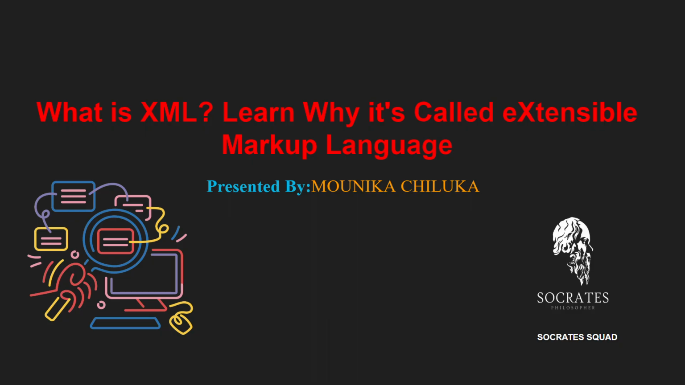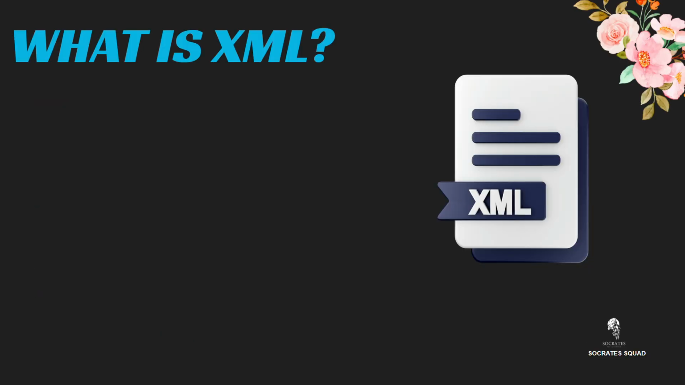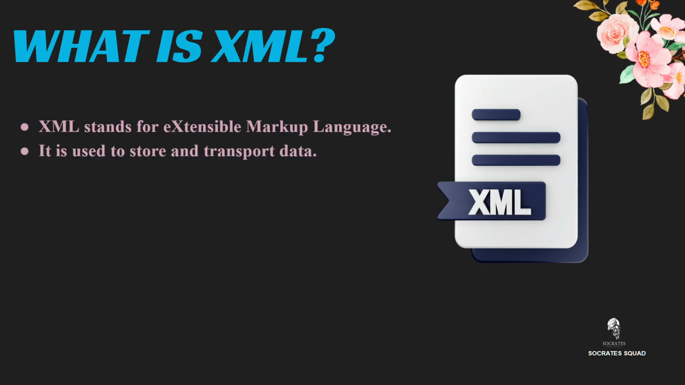Today's topic is what is XML and why it is called Extensible Markup Language. At first we will understand what is XML. XML stands for Extensible Markup Language, and we will also understand what is extensible, what is the meaning of markup and what is the meaning of language later in this video. XML is majorly used to store and transport data. XML is both a human readable and machine readable format.